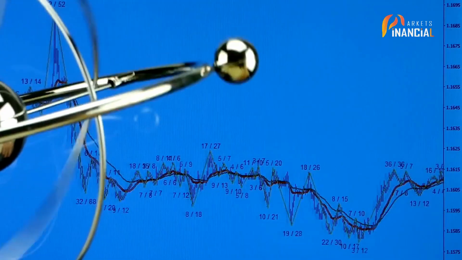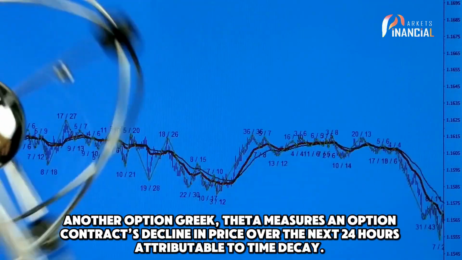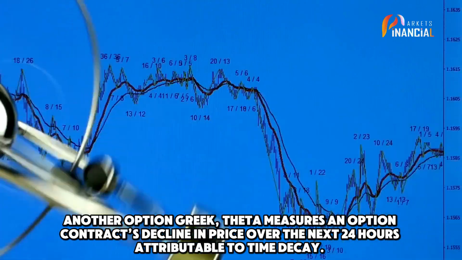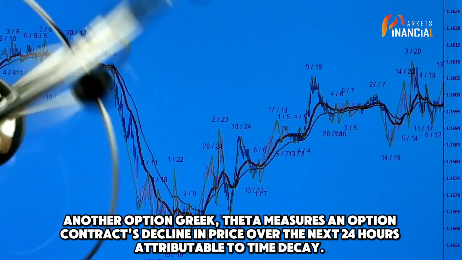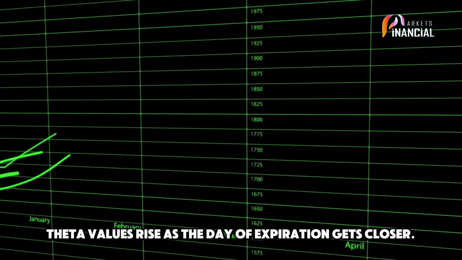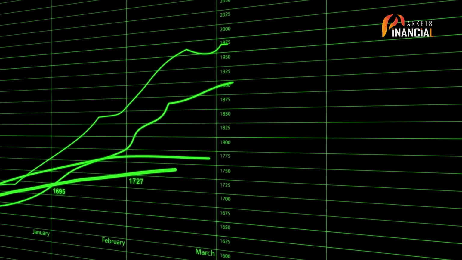Theta. Another option Greek. Theta measures an option contract's decline in price over the next 24 hours attributable to time decay. Theta values rise as the day of expiration gets closer.